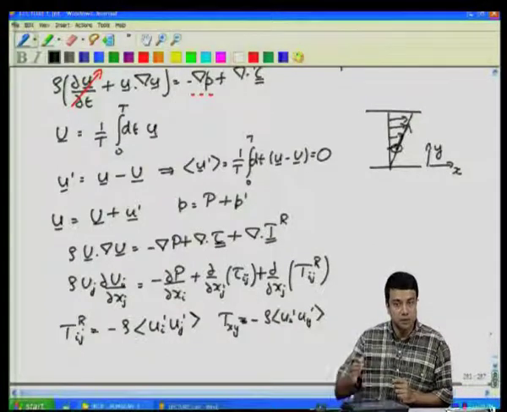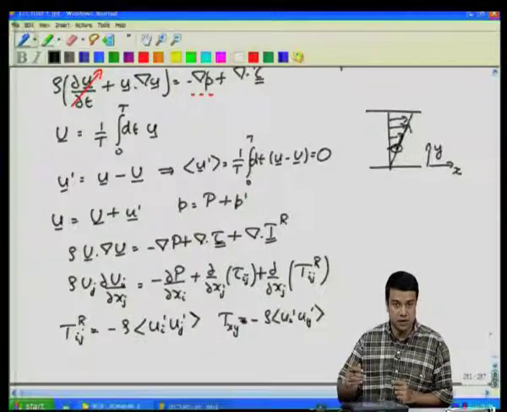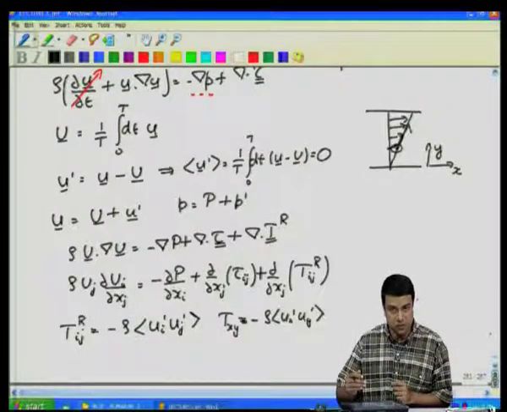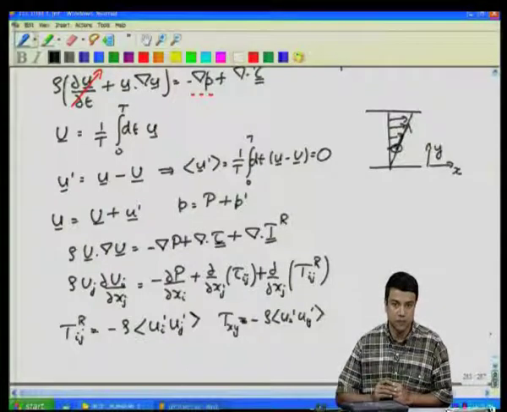Whereas, a parcel of fluid coming down with a minus ui velocity will have a higher velocity ux. So, as it comes down, it will get slowed down, and therefore, it will transport momentum to the fluid that is below.